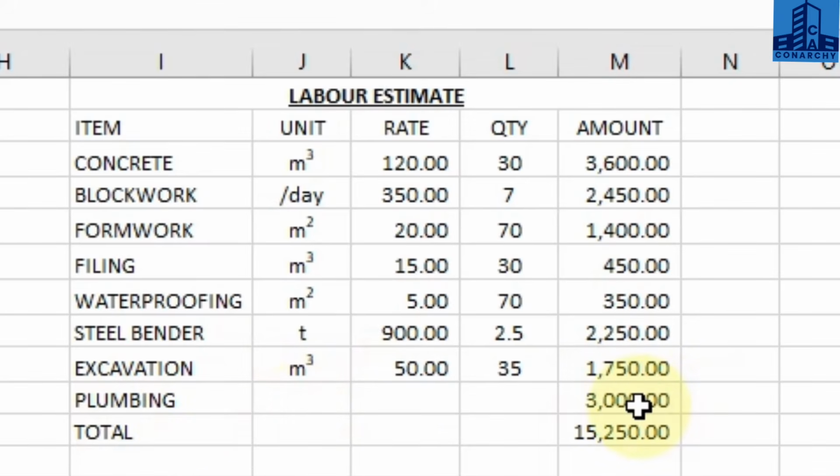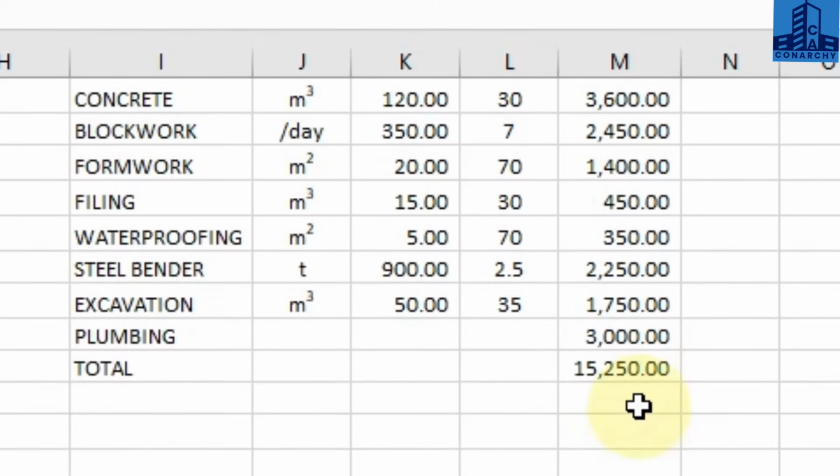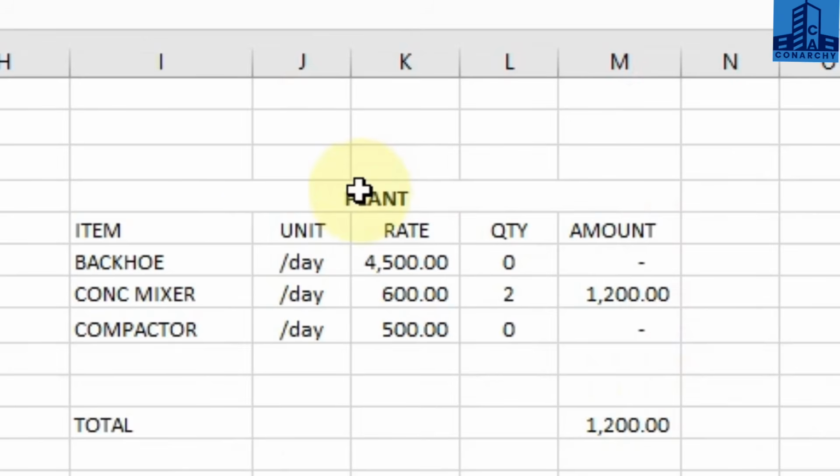Just a professional sum you place for the labor of the plumber. So 3,000 cedis should be okay, but you also can bargain to get a very good deal. And we have our plant over here.